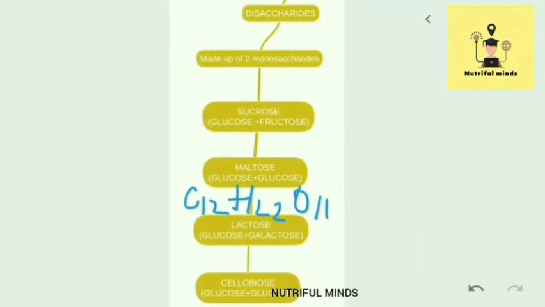Maltose. Maltose is also called malt sugar. It is found in malt. Maltose is hydrolyzed by the enzyme maltase in the human small intestine.